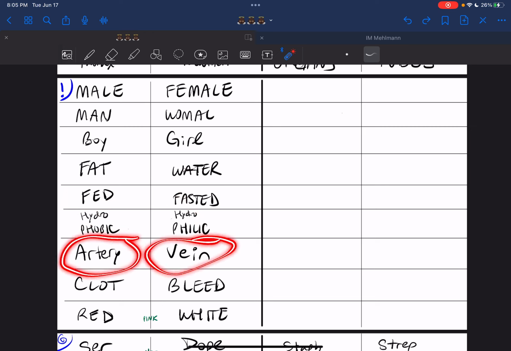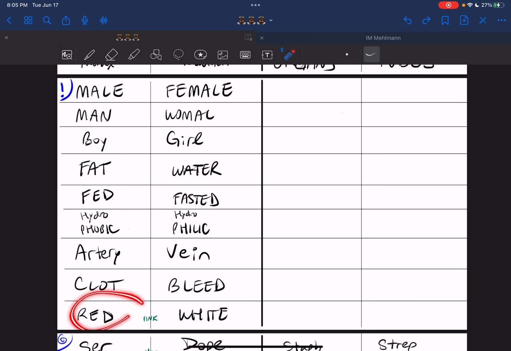Artery versus vein, very important difference. Big, strong, weak, and floppy. Go away from the heart versus going to the heart. Because the heart is very vain when it wants to feed itself. It's being very vain. So veins go back to the heart. Clot versus bleed. So don't bleed versus do bleed.